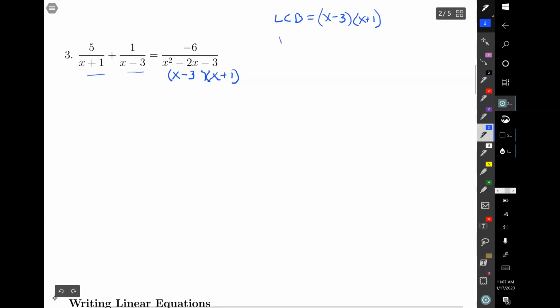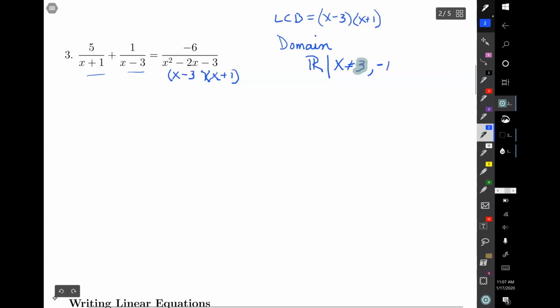The other thing I want to look at is what my domain is. So my domain is going to be all real numbers except x cannot equal 3, because if I have a 3 in there, right here, the x minus 3, then that factor would be a 0, and it would make my entire denominator 0. So I cannot have 3, and I also cannot have a -1.